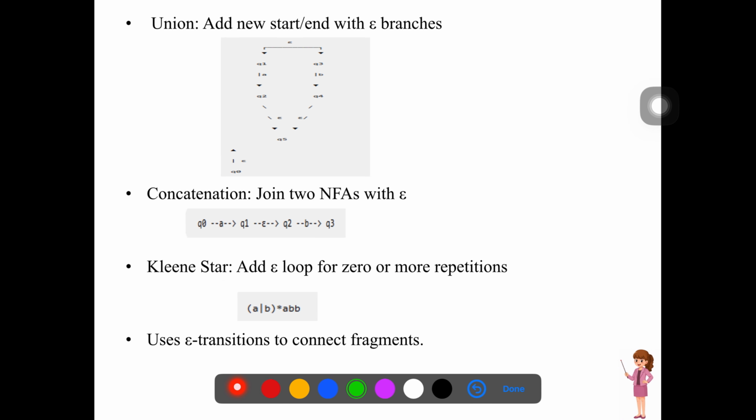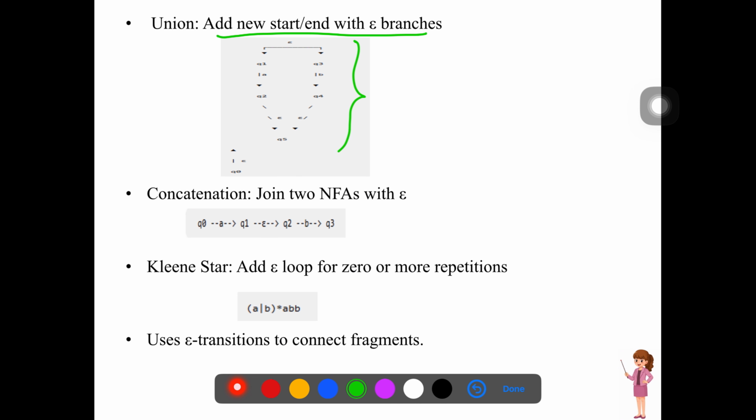Union. Union, to add a new start or end with epsilon branches. You can see here the diagram and you can understand in detail. So here, a, epsilon, Q0. This is the new start.